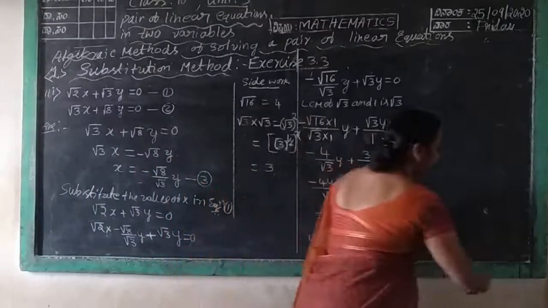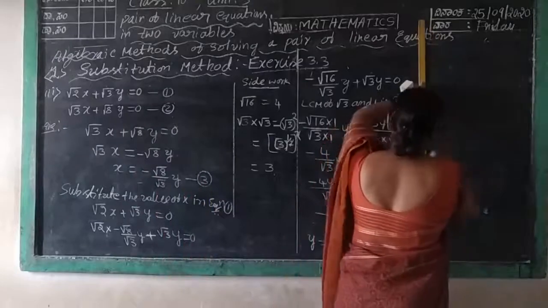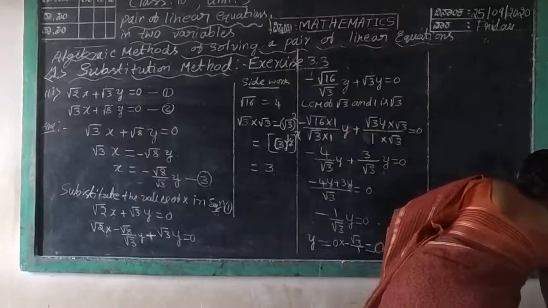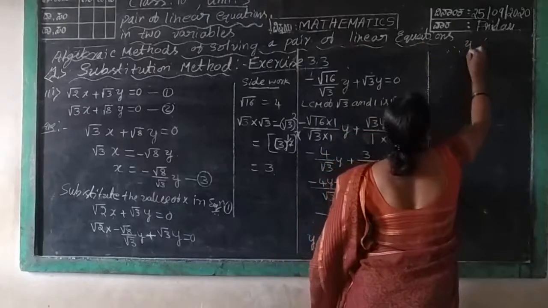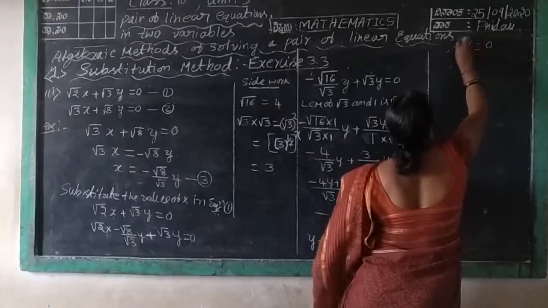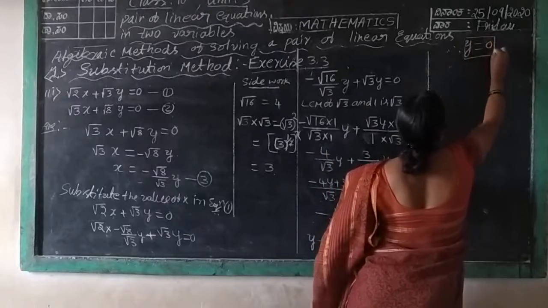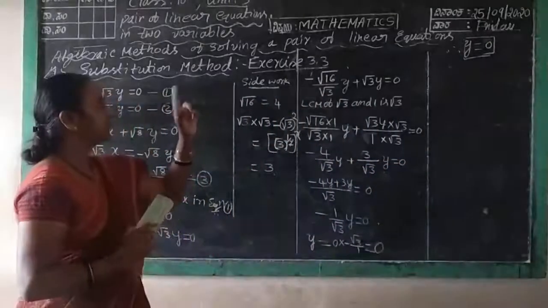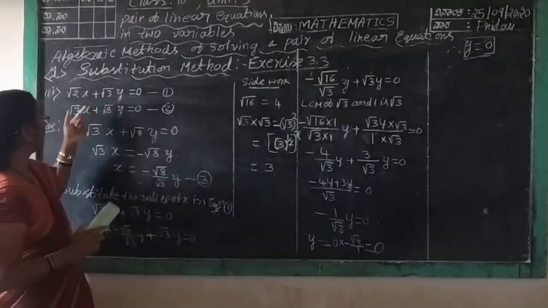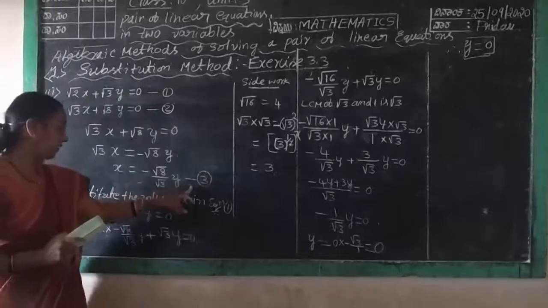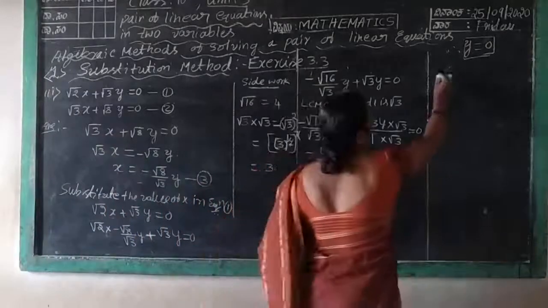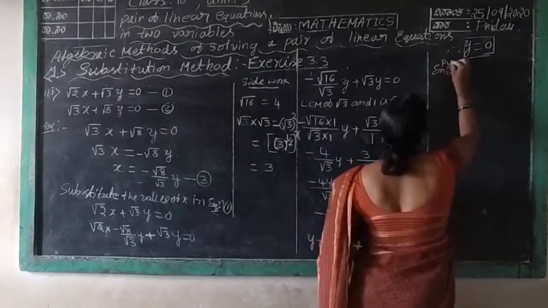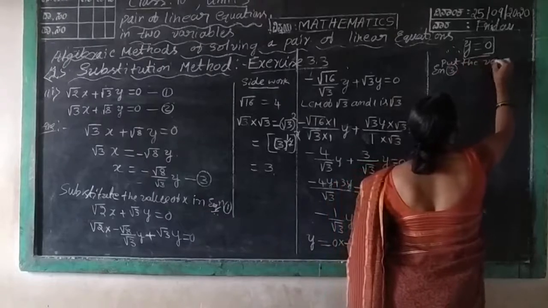Therefore, we find that the y value is 0. Then we will find the other variable x. We will substitute the value y is equal to 0 into any equation; we will take equation 3.